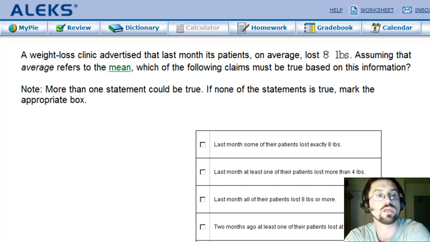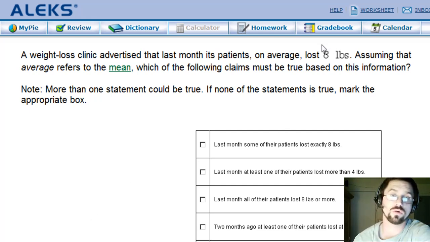Here it is. A weight loss clinic advertised that last month its patients, on average, lost 8 pounds. Assuming that average refers to the mean, which of the following claims must be true based on this information? And if I could underline here, I would underline the word must. Must be true.